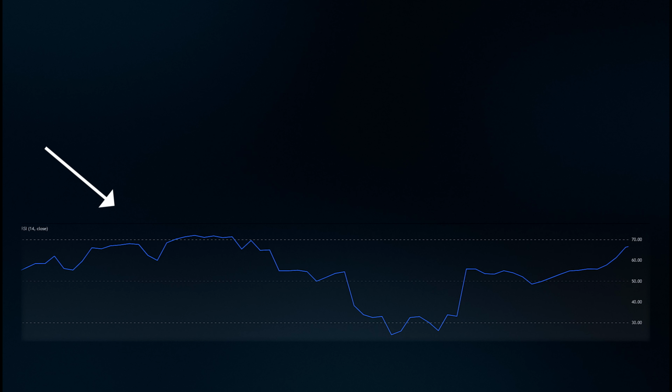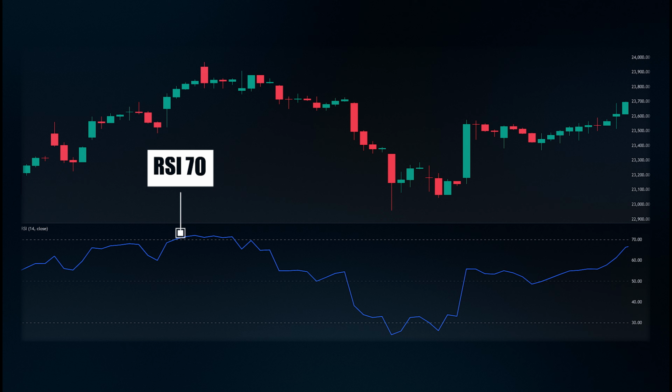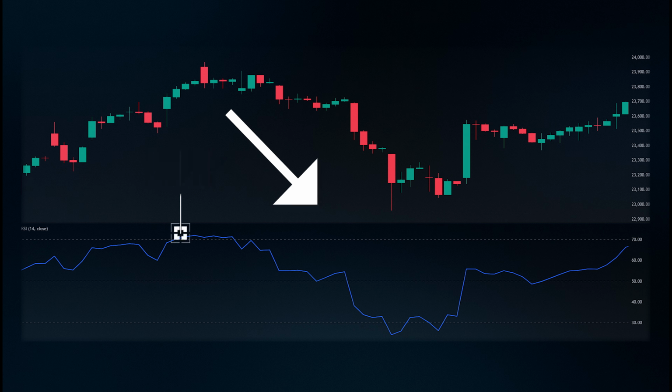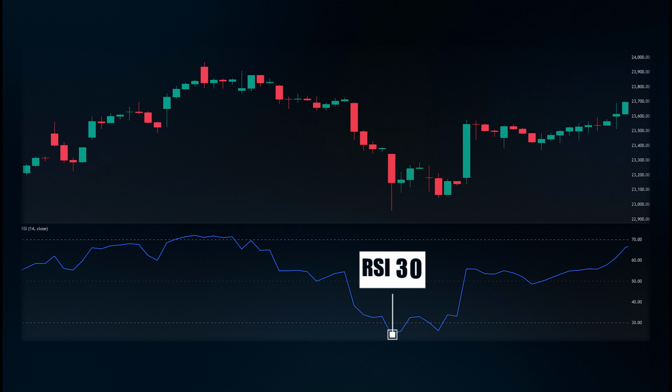Most people know RSI like this. Above 70, it's overbought and price should fall. Below 30, it's oversold and price should rise. So we are taught anyway. But let's test this with a very simple strategy.